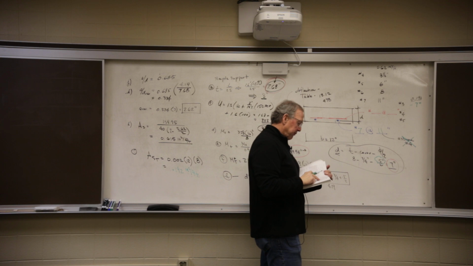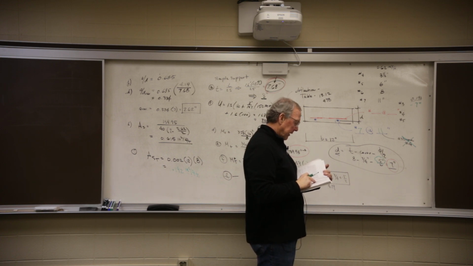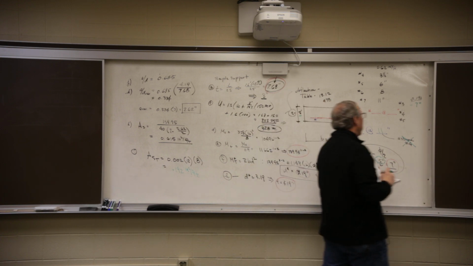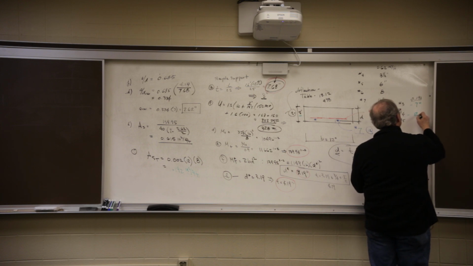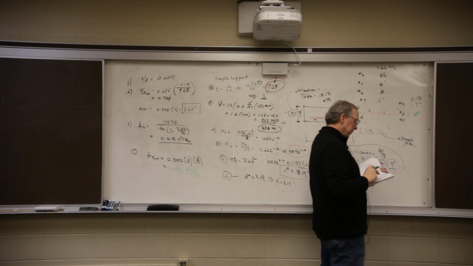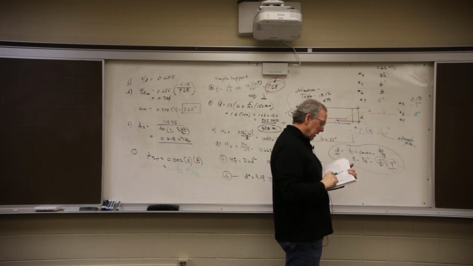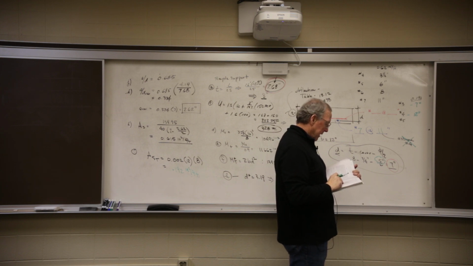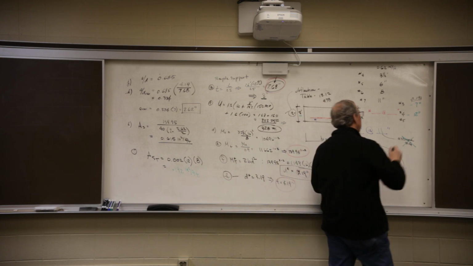Put your finger on number 4, find 0.19. It looks like I've got 12 inches. 0.20, 12 inches on center. And if I decide to use a number 5, 0.19 is all the way down there at 18 inches on center.